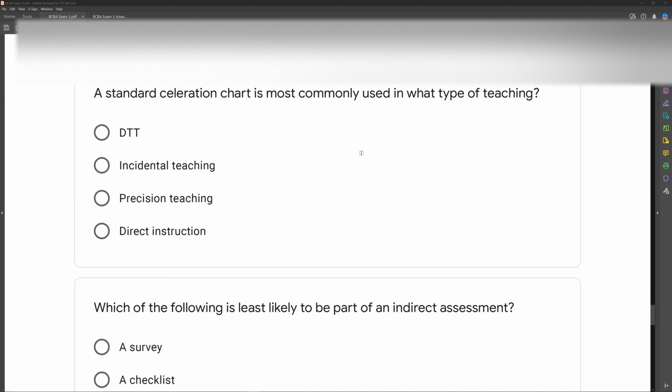And this is kind of a rote question that you just need to know. There's not many of those on the exam, but there are some things like our scallop question where you just need to know it. So if we ever see or talk about standard acceleration charts, immediately think precision teaching. We're focused on fluency, we're focused on increasing fluency, and we're focused on graphing the data and immediately analyzing and adjusting. So again, if you see standard acceleration chart, think precision teaching.